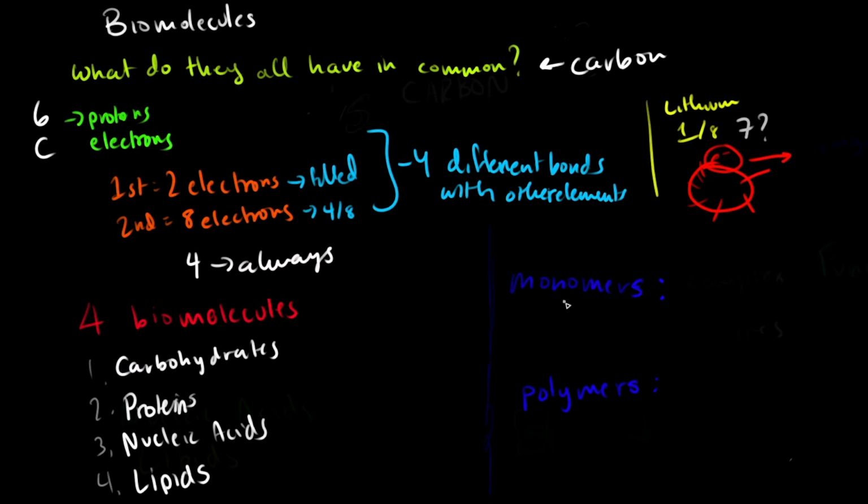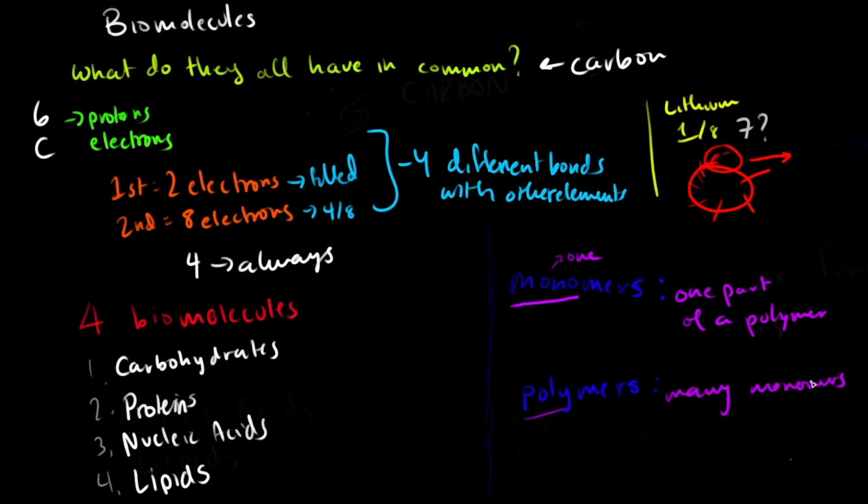And some key definitions before we go on any further. We have to take a look at monomers and polymers, and what exactly they are in context to biomolecules. Looking at the stem of monomers, we can see that it has the stem mono, which means 1, which means monomers are simply one part of a polymer. What is a polymer? Well, poly means many, so it's many monomers.